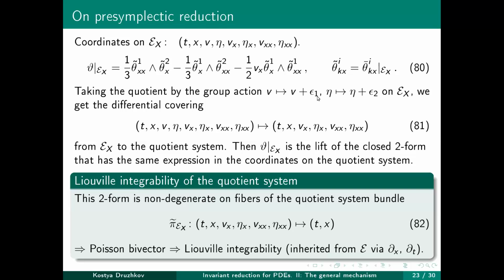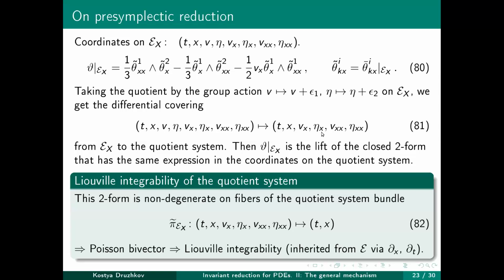And in this case, we have a symmetry. We take the quotient, and the quotient is given by the projection. So we just simply forget about the orbits of this group action. We forget about v and eta because they are parameters on orbits. We get 6 coordinates only, and fibers for the quotient system are 4-dimensional. So we need 4 integrability structures, like 4 conservation laws and 4 symmetries or something like that, to integrate the quotient system.